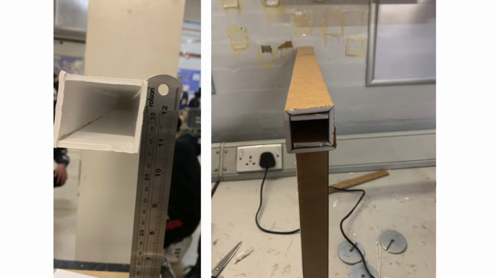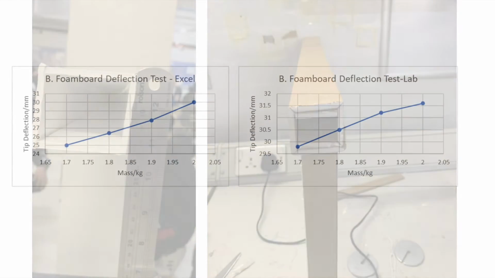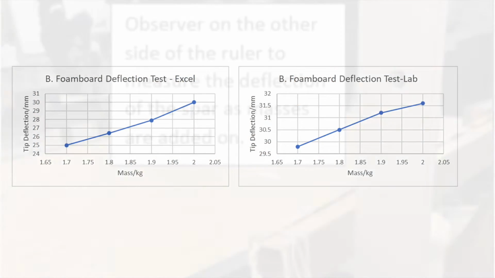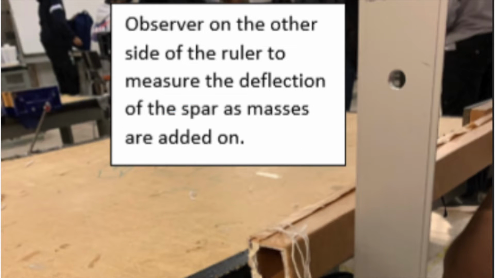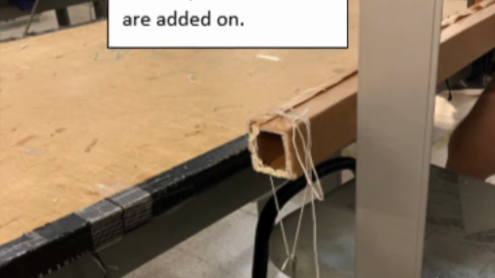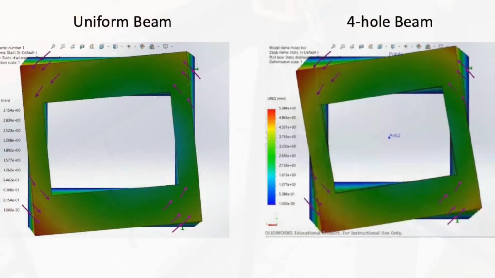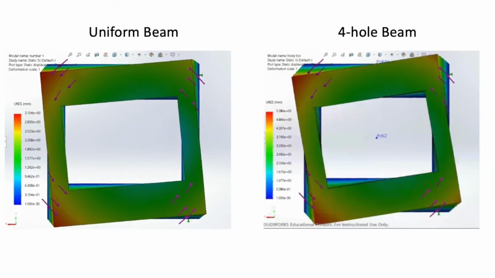We tested the spars which performed best in the simulation in the lab. The SolidWorks, Excel and lab experiments consistently showed that the spar with no holes deflected the least and the spar with 4 holes would deflect slightly more. We also carried out a torsional test to compare the results from the Excel and CAD simulation.